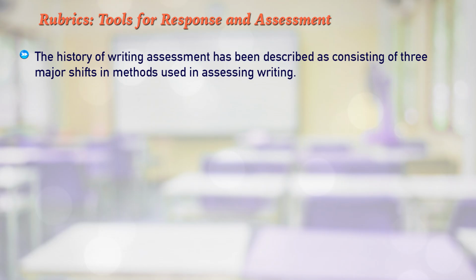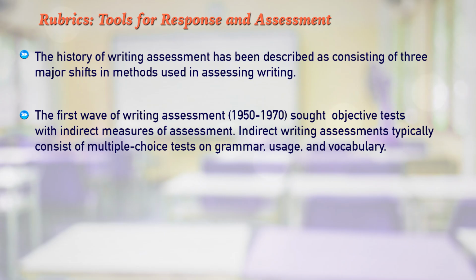The history of writing assessment has been described as consisting of 3 major shifts in methods used in assessing writing. The first wave of writing assessment, 1950s to 1970s, sought objective tests with indirect measures of assessment. Indirect writing assessments typically consist of multiple choice tests on grammar, usage and vocabulary.